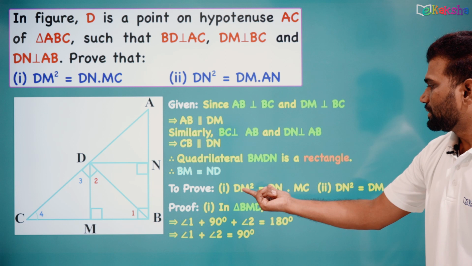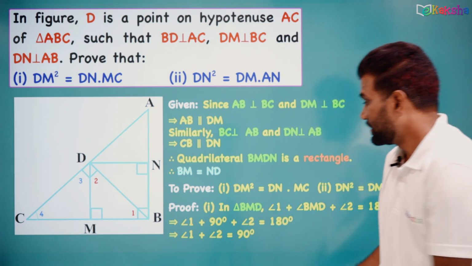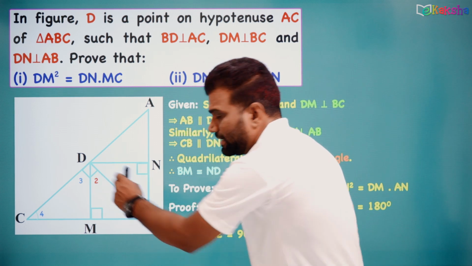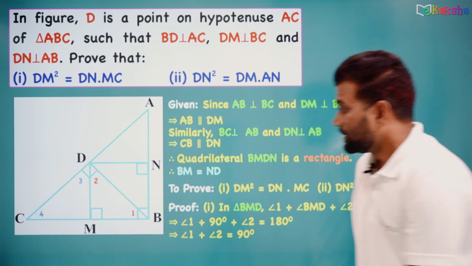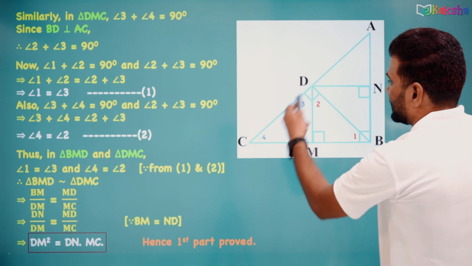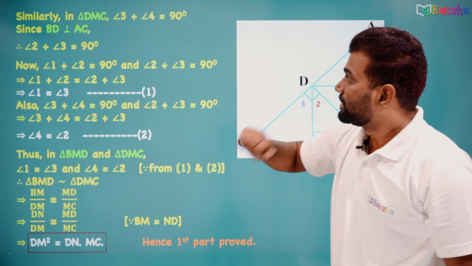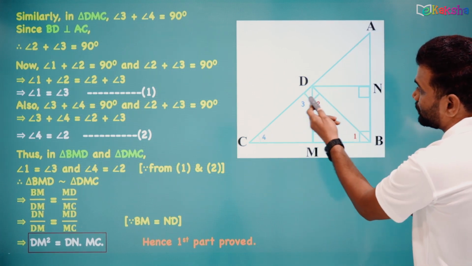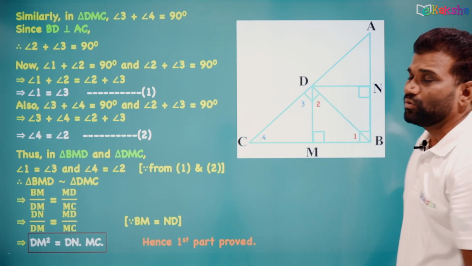So to prove DM square equals DN into MC, and DN square equals DM into AN, for that first we have considered triangle BMD, a right angle triangle. This is 90 degrees, so this plus this must be 90 degrees, that we have got as relation 1, angle 1 plus angle 2 equals 90 degrees. Now further we consider DMC, a right angle triangle. This is 90 degrees, so angle 3 plus angle 4 is equal to 90 degrees. Since BD is perpendicular to AC, angle 2 plus angle 3 together, how much? This whole is 90 degrees, so 2 plus 3 is equal to 90 degrees.